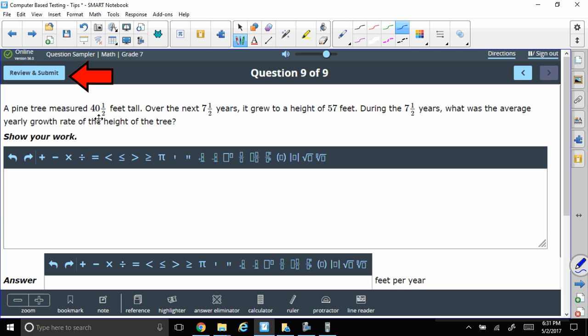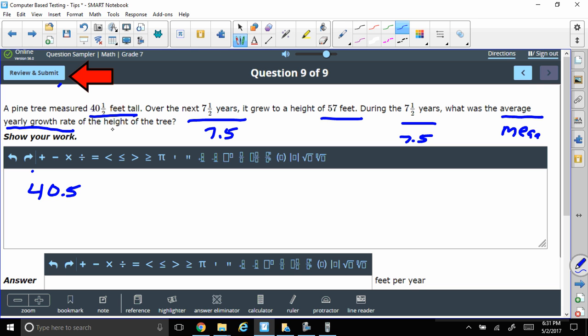So here's a good question. 40 and a half, and we already changed a half to a decimal. One of my favorites. A half is 0.5, so 40.5, and that's what the tree measured. And over the next 7.5 years, we're going to change that to 7.5. So they use nice fractions for us. It grew to a height of 57 feet. During the 7.5 years, what was the average, and that means mean, yearly growth rate in height of the tree?